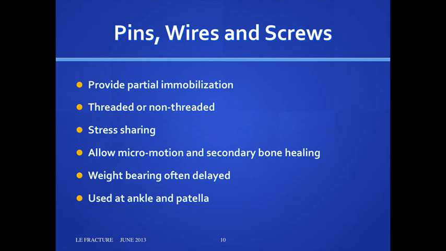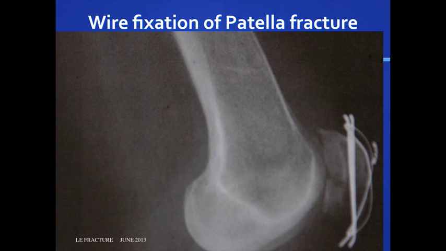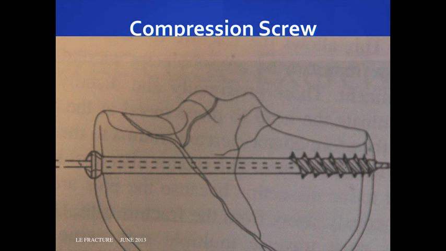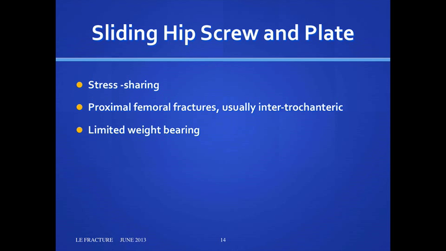Again, micromotion is allowed, and often weight bearing is delayed or slowed. They're frequently used at the ankle and the patella. You can see a wire pulling the patella ends together following a fracture. Compression screws, again, stress sharing, fragments are drawn together, similar to that lag screw you saw before. And then sliding hip screws and plates, where you have angulated areas such as in the femur with a threaded screw pulling the area together and allowing fixation at the femoral neck here.